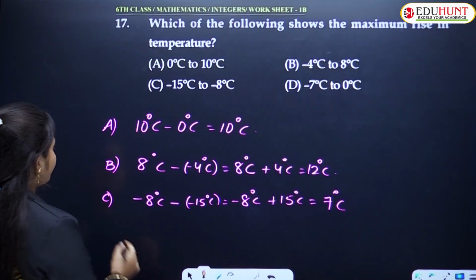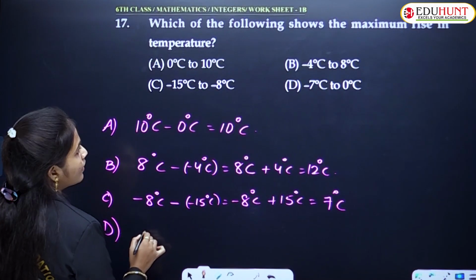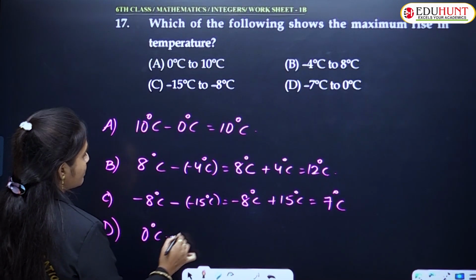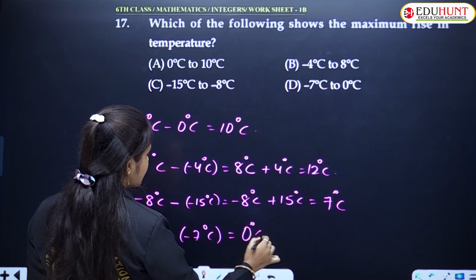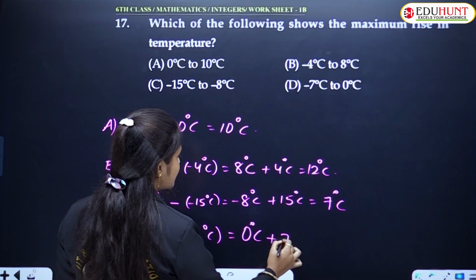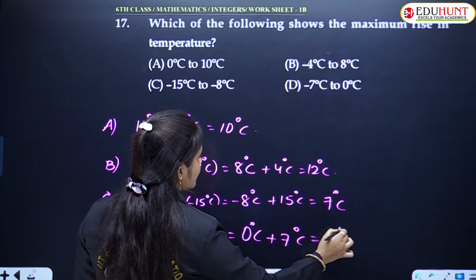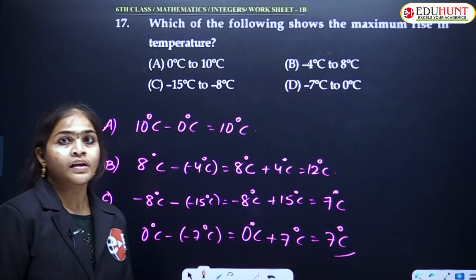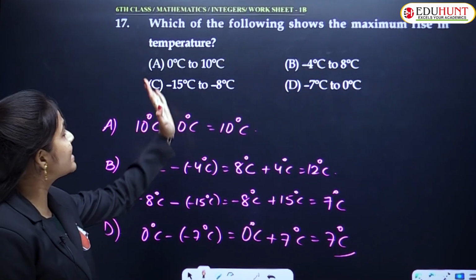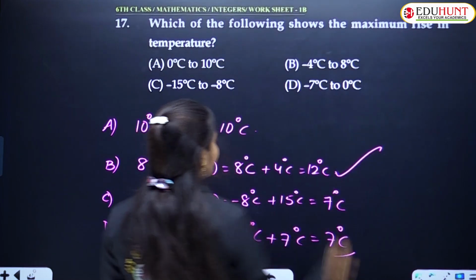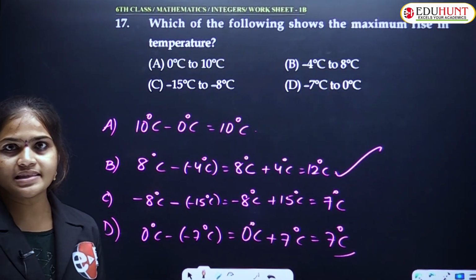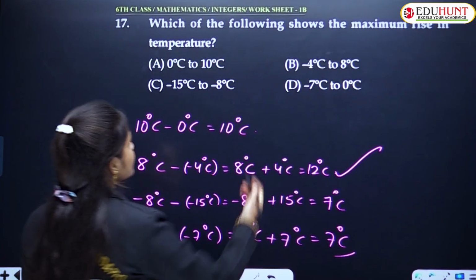Understand? Next, option D: 0 degrees Celsius minus of minus 7 degrees Celsius. 0 degrees Celsius, minus into minus is a plus 7 degrees Celsius. So the answer is 7 degrees Celsius. Now what are they asking? What is the maximum rise in temperature? Maximum rise. Where are we having the maximum rise? 12 degrees Celsius only, no? So where did it happen?